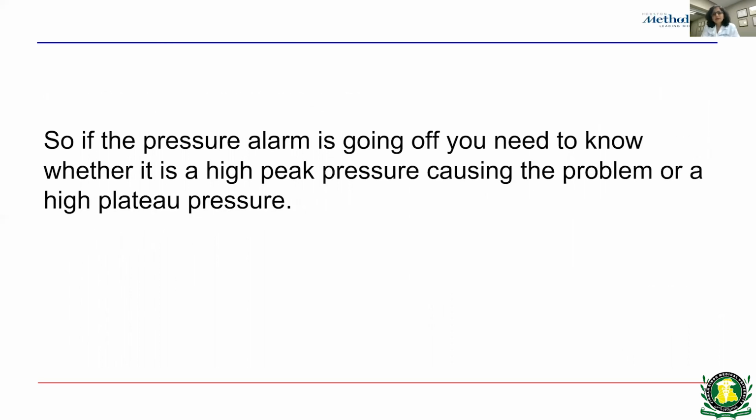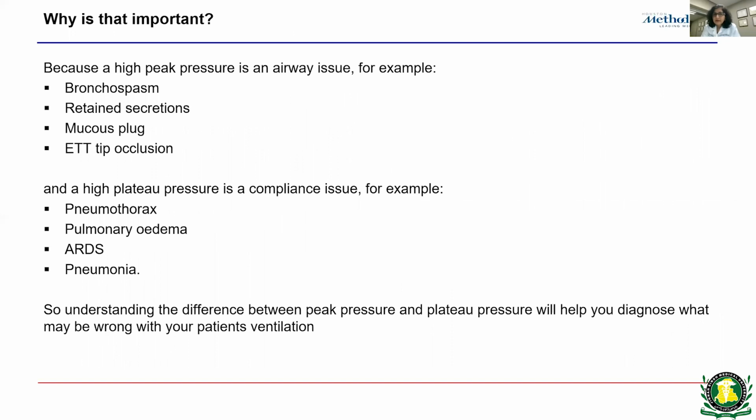So if the pressure alarm is going off, you need to know whether it is a high peak pressure causing the problem or a high plateau pressure, because they mean different things. The high peak pressure is usually an airway issue, for example, if there's a bronchospasm or retained secretions or a mucus plug or an endotracheal tube occlusion. And high plateau pressure is usually a compliance issue: a pneumothorax or pulmonary edema or ARDS or pneumonia. So understanding the difference between peak pressure and plateau pressure will help you diagnose what may be wrong with your patient.